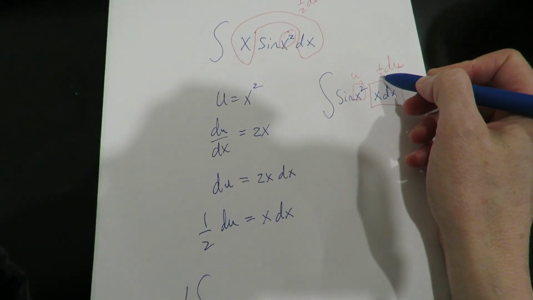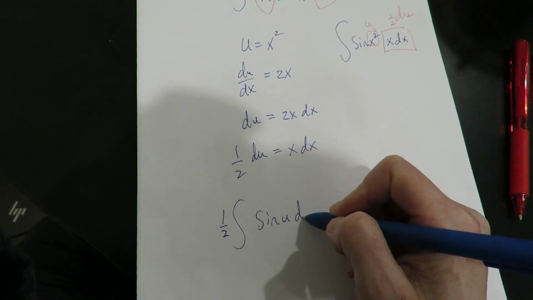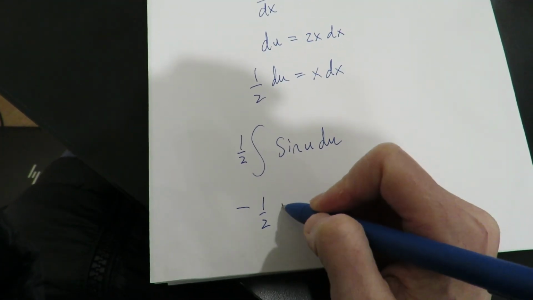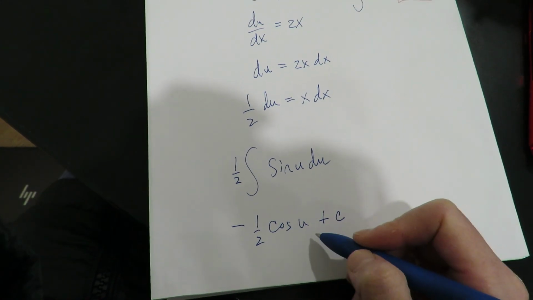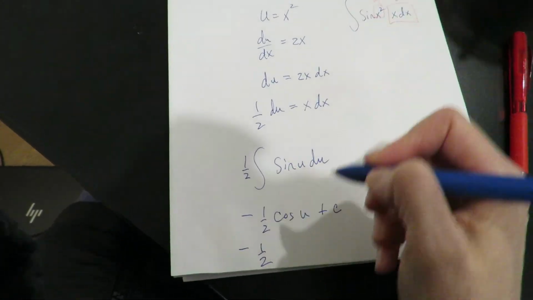I'm pulling the 1/2 out front. All right, let's integrate this. And let's plug back in the value for u. U was x squared.